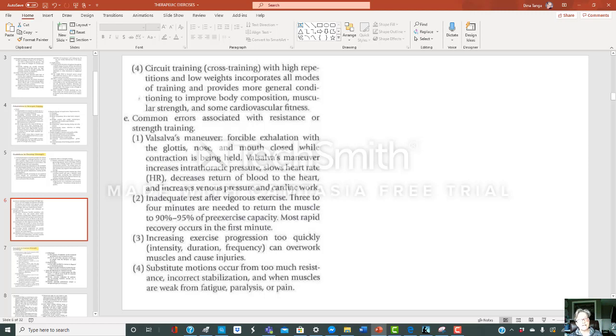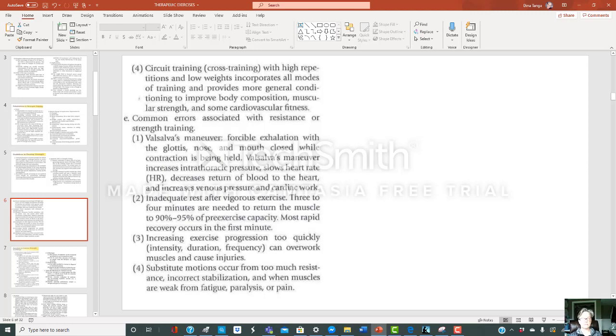Inadequate rest after vigorous exercise. 3 to 4 minutes is needed to return the muscle to 90 to 95% of pre-exercise capacity. Most rapid recovery occurs in the first minute.